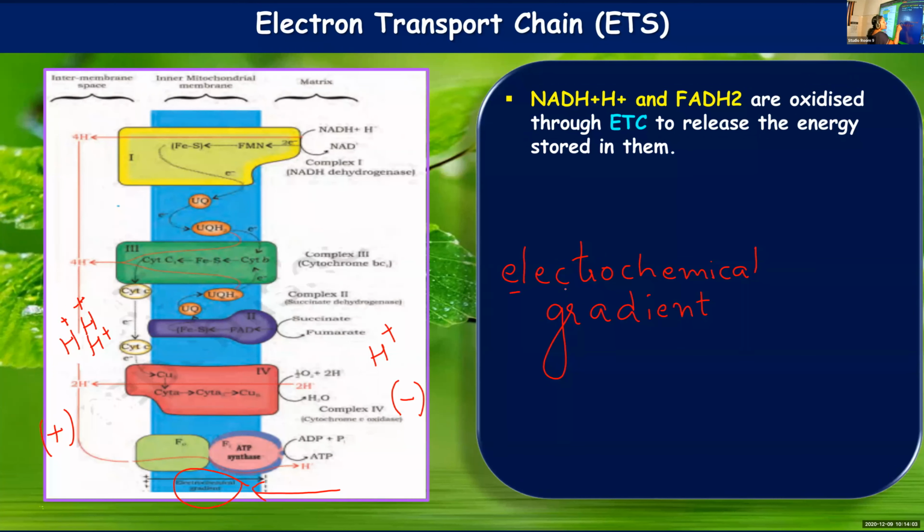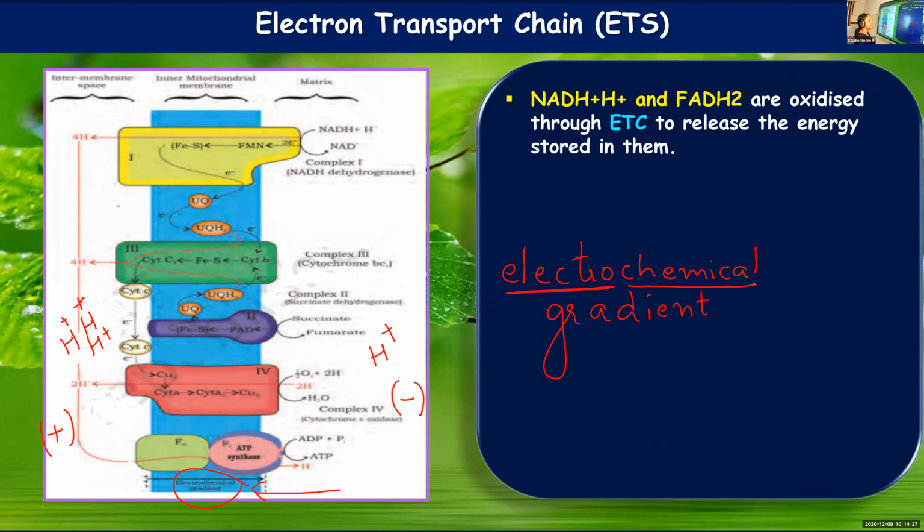So why electrochemical gradient? Because there is a difference in the charges. In the matrix it is negative charge, in the intermembrane space it is positive charge. So electrical gradient is established. Chemical gradient means concentration of protons is different. In the matrix it is less, in the intermembrane space it is more.